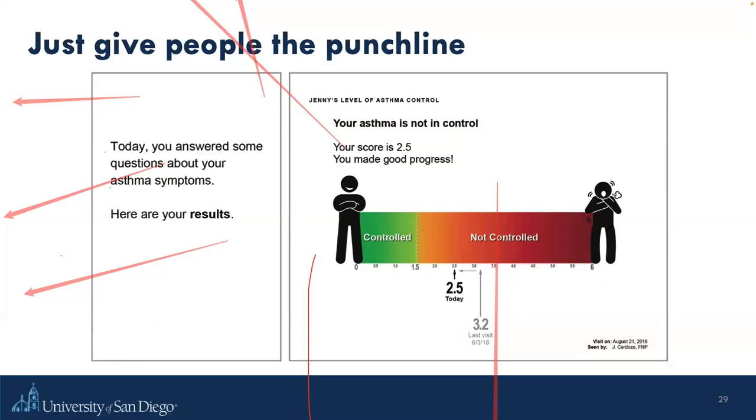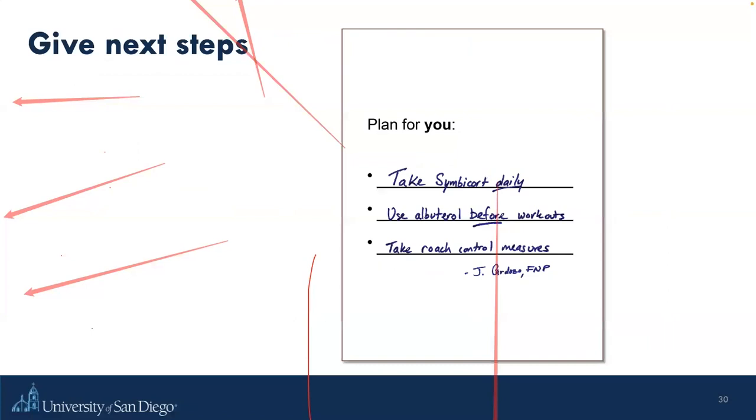What participants told me next, though, turned out to be very important. They said, it's all very well and good to know that my asthma is not in control, but what should I do about it? So on the back of the pamphlet, we left space for the patient or the clinician to handwrite in highlights of the care plan. We were discussing with them how this section should be labeled. We thought your healthcare provider's recommendation, and they're like, no, plan for you. That's it, simple. Patients want the bottom line.